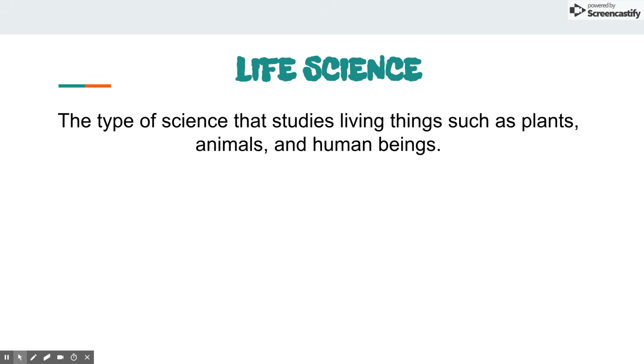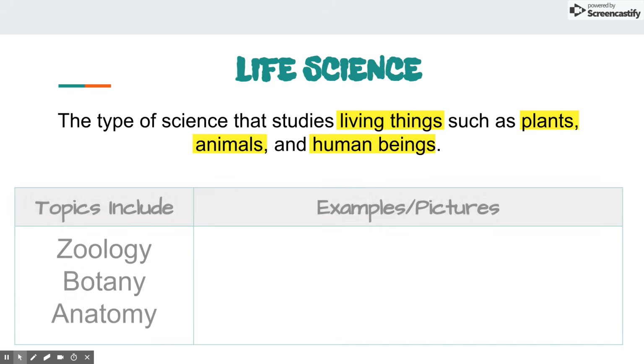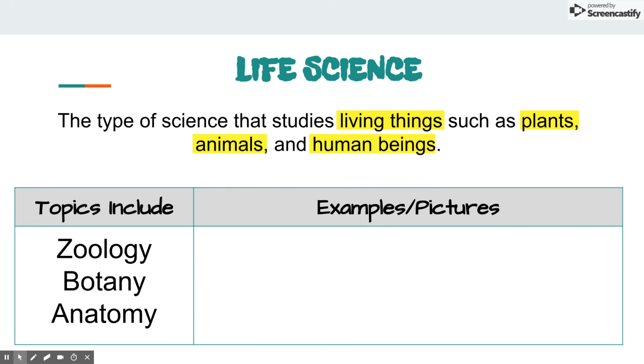Next, we're going to talk about life science. This is the type of science that studies living things. And those living things are plants, animals, and human beings, even though humans do fall under the animal category. The three main topics are zoology, which is the study of animals, botany, which is the study of plants, and anatomy, which is the study of body systems. So circulatory systems, skeletal systems, nervous systems.